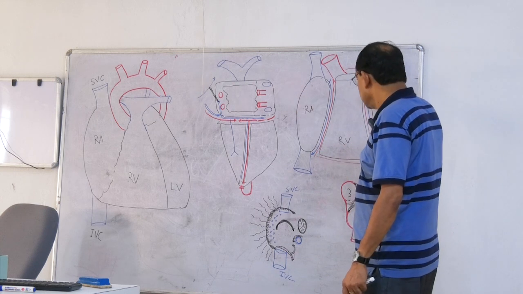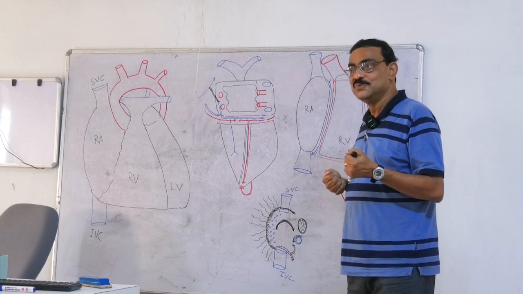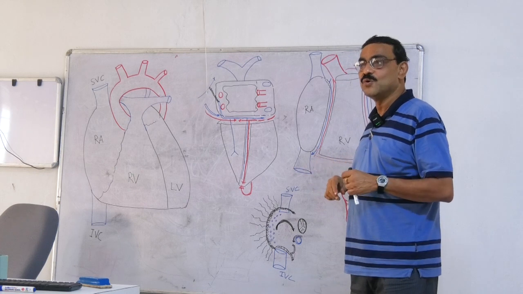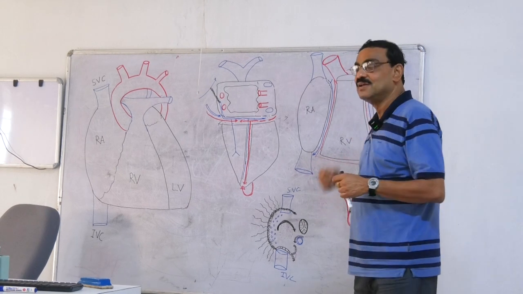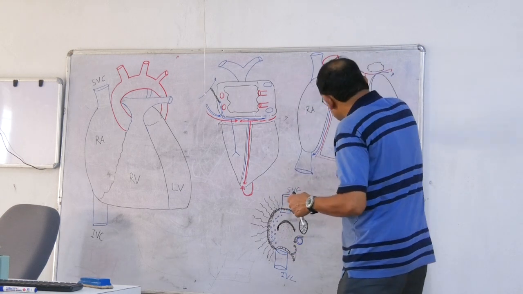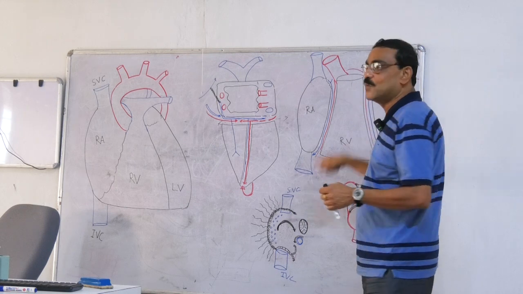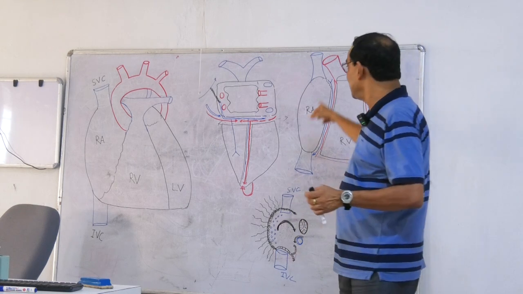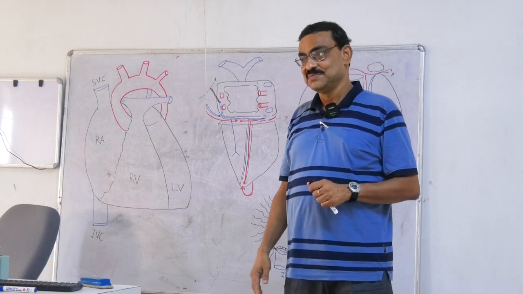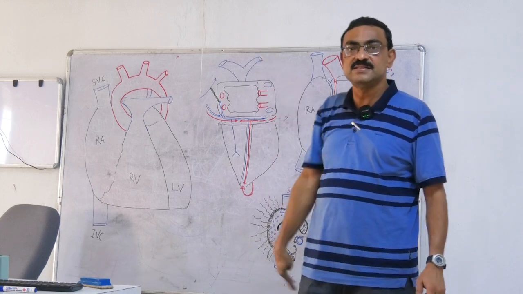If it is here, then they will open up a balloon and ultimately this channel will get opened and the circulation will get established, and they will put a stent here, one stent over this and one stent over this, and generally this artery is left as it is. So when there is a block of three arteries, it is called triple vessel disease.